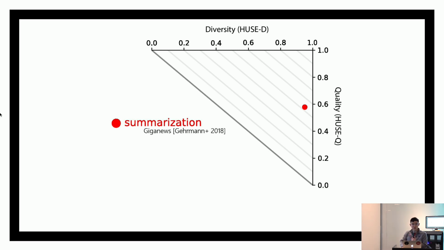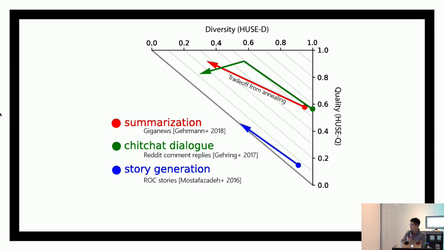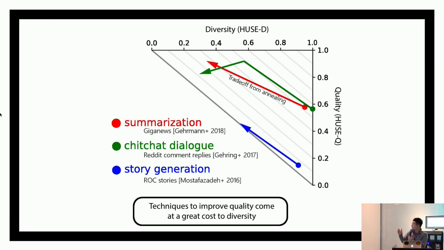Summarization lands pretty high on the quality spectrum at 0.6 and has almost perfect diversity if you don't do any temperature annealing. If you then add temperature annealing, you get a decent gain in quality. However, this only comes at a substantial cost to diversity. And in particular, if you note, the arrow doesn't get any closer to the top right, suggesting that this makes the model worse off overall, according to HUSE. We also quantify this with chit-chat dialogue, as well as story generation, and find similar stories, which is that techniques to improve quality, such as temperature annealing, come at a great cost of diversity and overall goodness of the model.